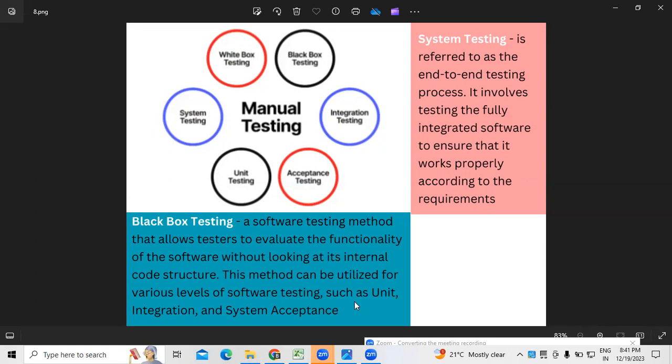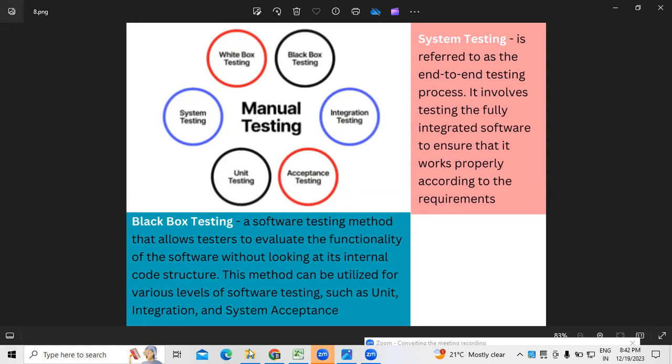Now, when it comes to manual testing, there are different things. One is white box testing, as we call it. Second, we call black box testing. Third is integration testing, acceptance, unit, and system testing. So these are the different testings involved under the manual testing part. If you want to perform any manual testing, we have white box testing, black box testing, integration testing, acceptance, unit, system testing, etc.